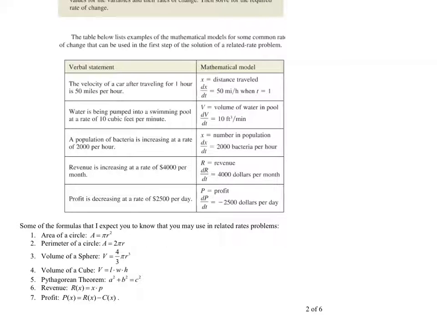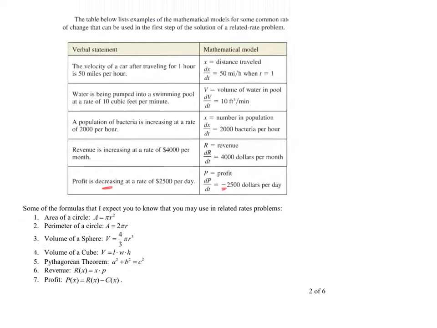Revenue is increasing at a rate of $4,000 per month. So the rate at which revenue is increasing would be r prime, or dr/dt, and that would be 4,000. Profit is decreasing at a rate of $2,500 per day. So that would be dp/dt, or p prime, the marginal profit. And notice here, I want you to see that it's negative 2,500. How did you know that it was negative 2,500? Well, you knew it was negative because it says decreasing. So remember, anytime it's increasing, it's positive. Anytime it's decreasing, it's negative.